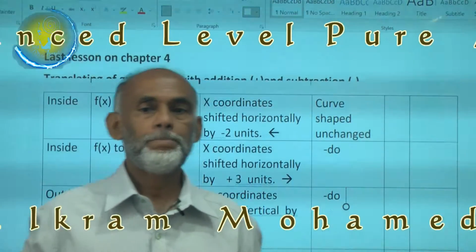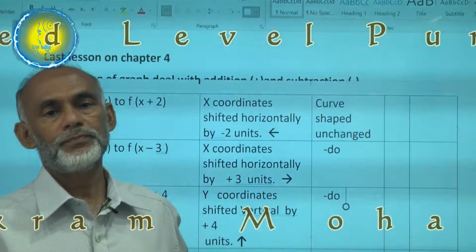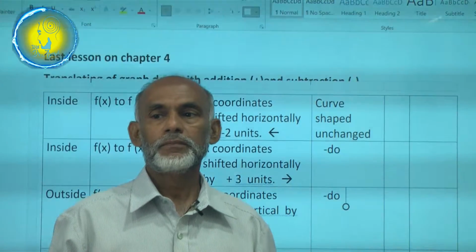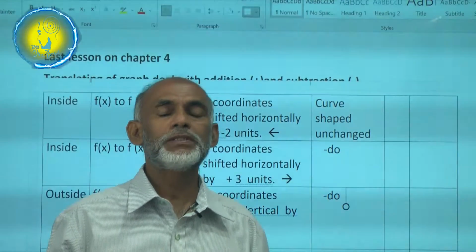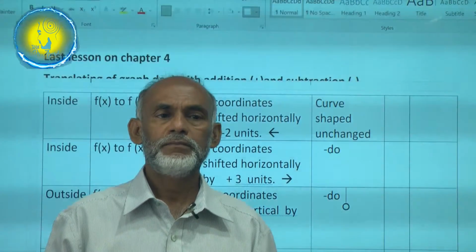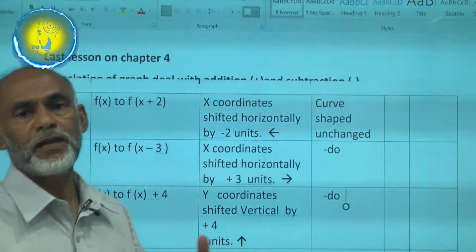Okay students, now we are in the third session of chapter 4, AS Mathematics. In our past two sessions, we have studied about curves. Today I am going to brief what we have studied.